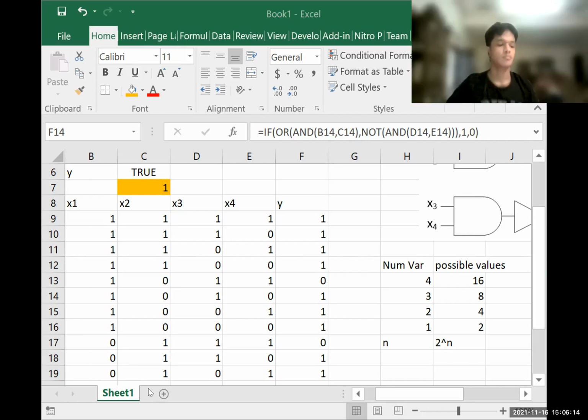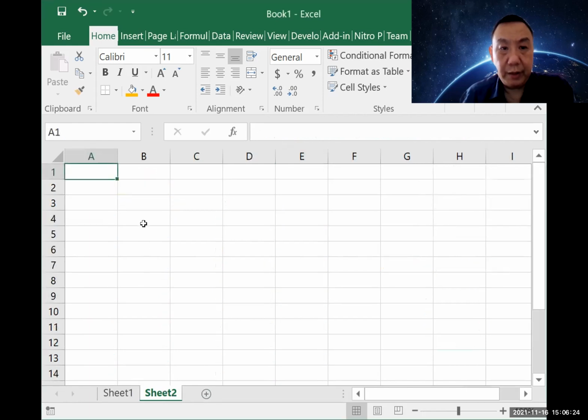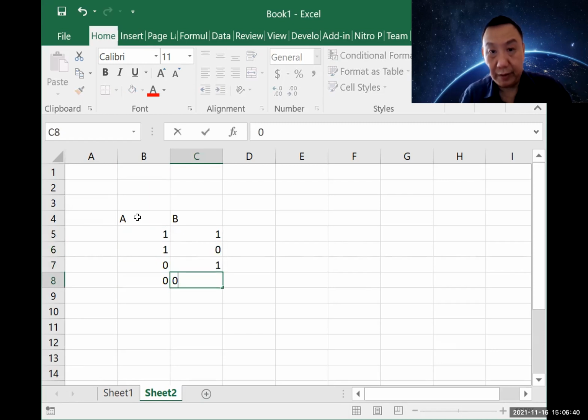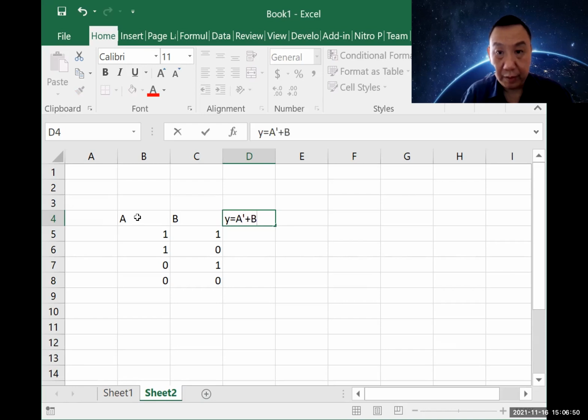So now we have two variables. If you have two variables, how many possible values? 4. So you go here and create a new one. Let's name the variables A and B. The possible values for A are 1, 1, 0, 0, and for B, 1, 0, 1, 0. Then we are asked to find y, where y equals A-bar plus B.